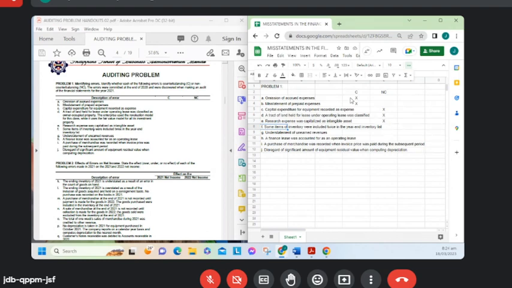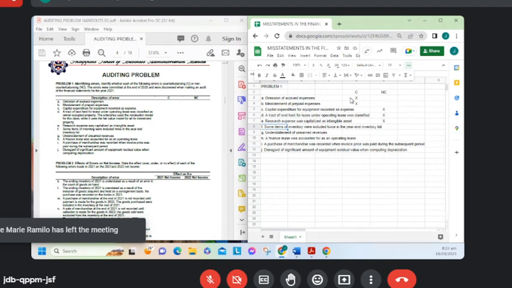Letter F. Some items of inventory were included twice in the year-end inventory list. So this is an inventory. What will be the impact of this? It means in the current period, in 2020, there is an overstatement in inventory. Okay. And what's the impact of that? At the end of the year, the year-end inventory is higher, overstated.